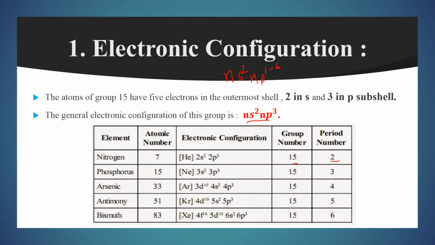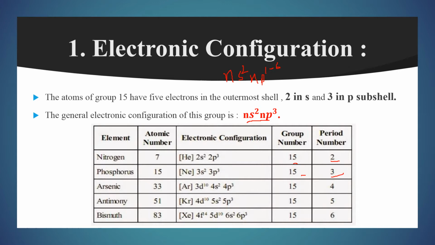Similarly, as we move down the group, we come to phosphorus, whose atomic number is 15, the group number is 15, but the period number is 3. So for phosphorus, the electronic configuration is [Ne] 3s2 3p3. Since the period number is 3, the last subshells for phosphorus will be 3s and 3p. And as we come to arsenic, the atomic number is 33 and the electronic configuration is [Ar] 3d10 4s2 4p3.